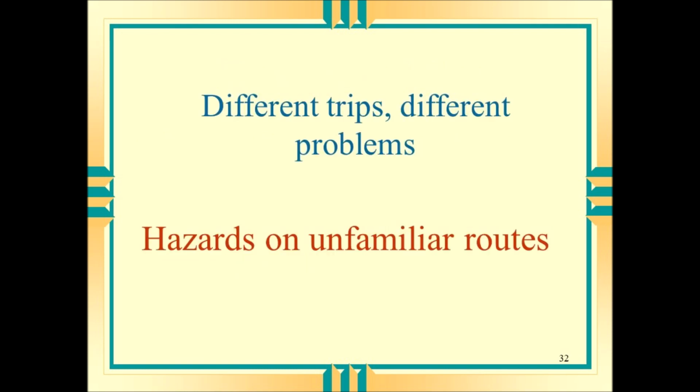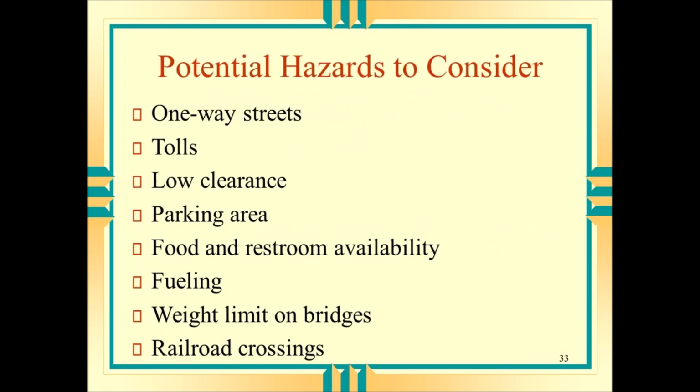Now let's talk about field and activity trips. These are different trips with different problems. Field and activity trips are different from your regular routes in that they are not familiar to you, and they require some independent decision making. Potential hazards and situations to consider include one-way streets, tolls along the route, low clearance, parking area at stops, food and restroom availability, fueling, weight limit on bridges, and railroad crossings.